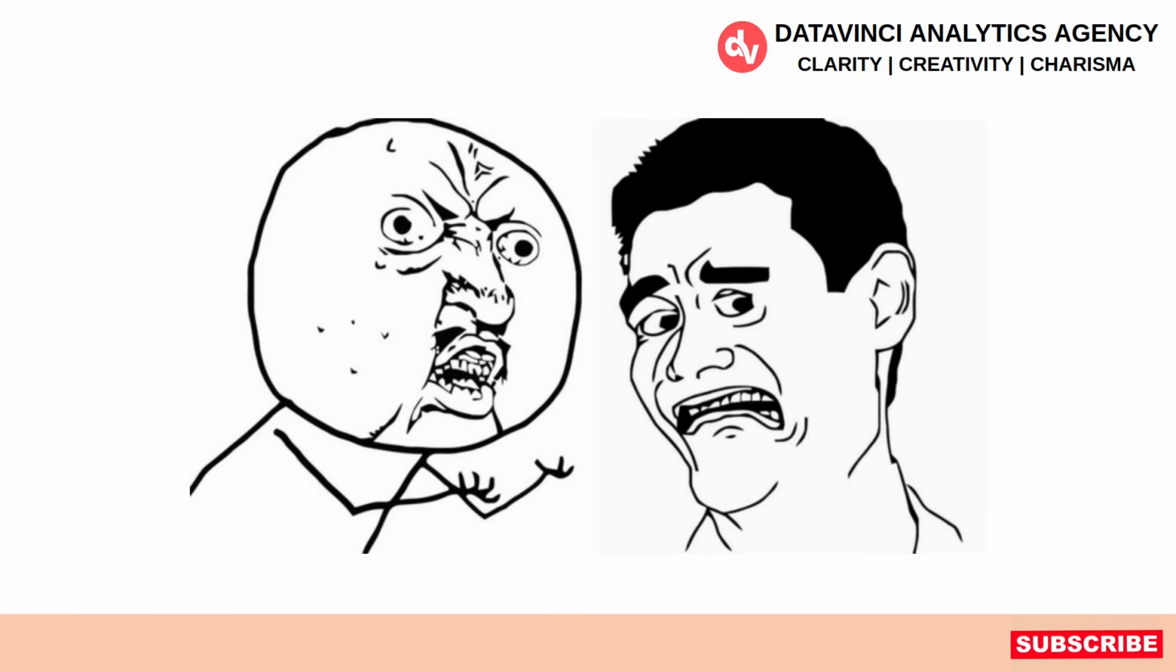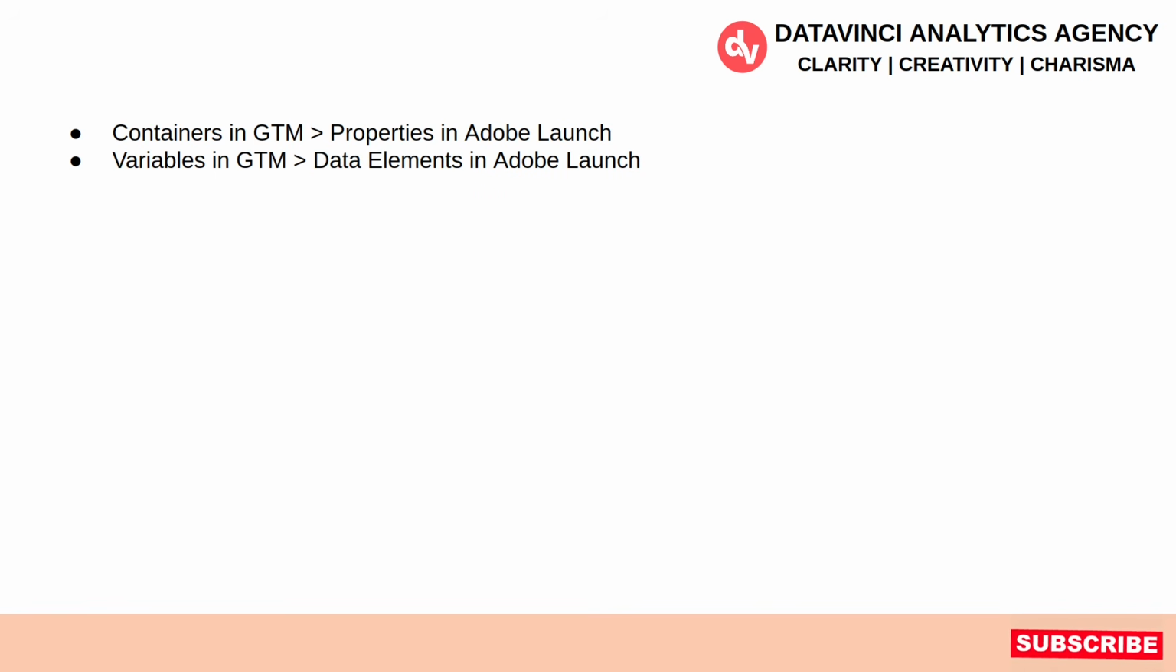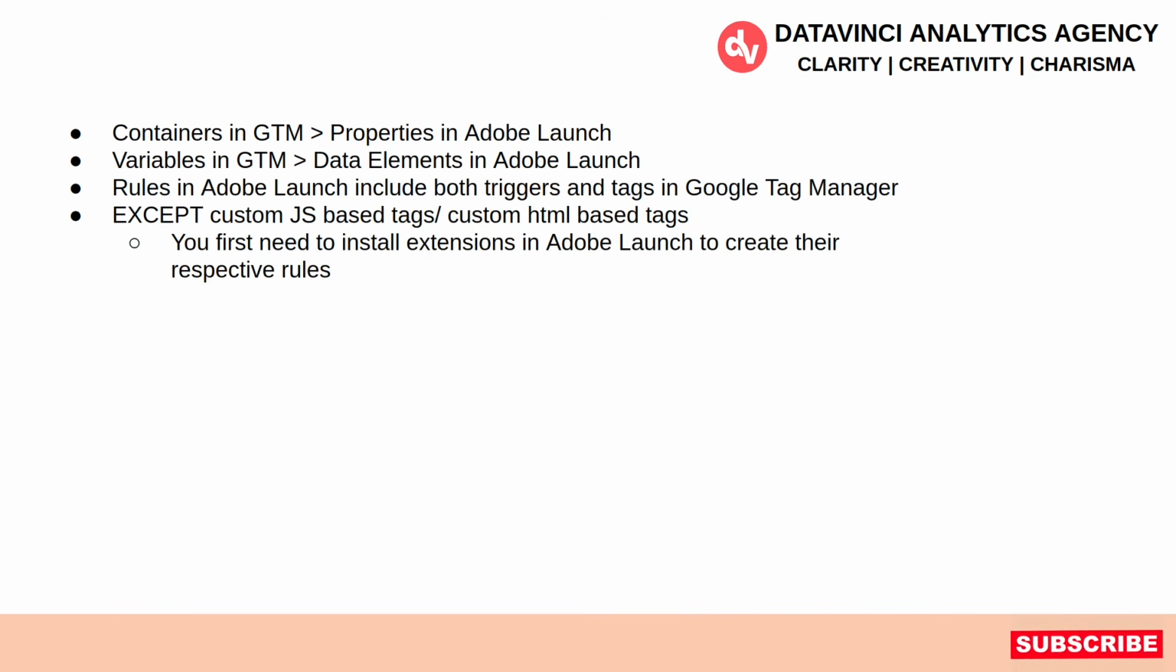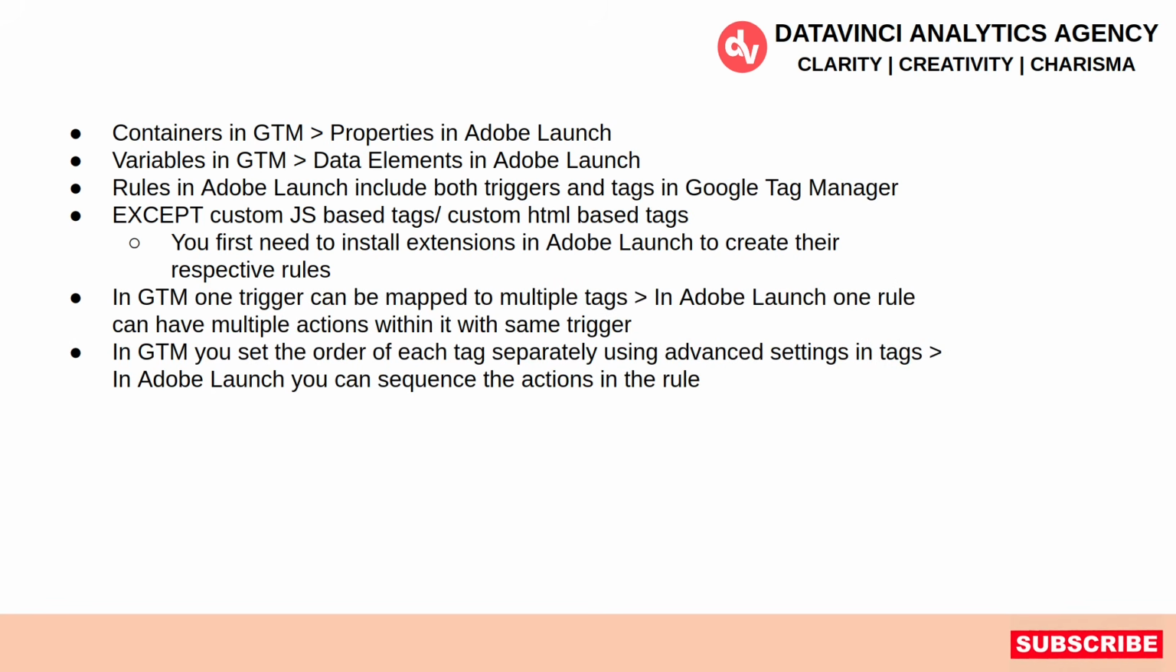Alright, so I'll still suggest that we do a quick revision. So again, what did we discuss? That containers in Google Tag Manager are properties in Adobe Launch. Variables in Google Tag Manager are data elements in Adobe Launch. Rules in Adobe Launch include both the triggers and the tags in Google Tag Manager, except the custom JavaScript based tags or custom HTML based tags. You first need to install the extensions in Adobe Launch to create their respective rules. This is applicable even for Adobe tools like Adobe Audience Manager, Adobe Analytics, or Adobe Target.